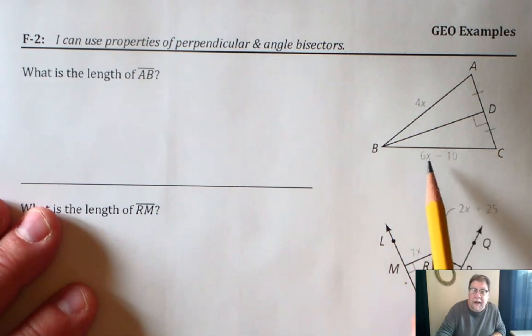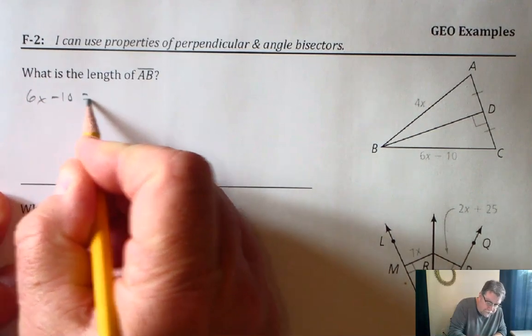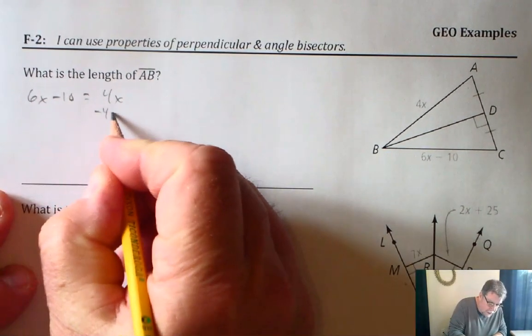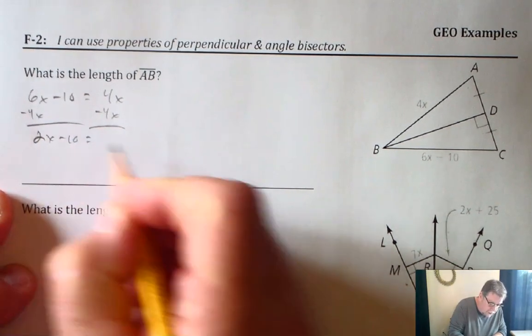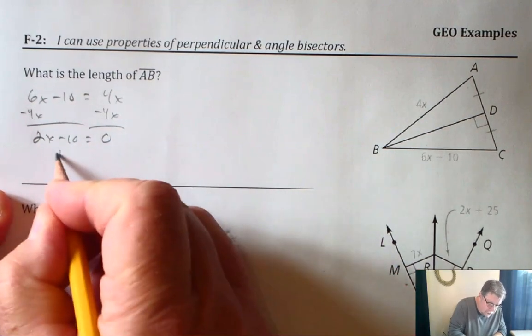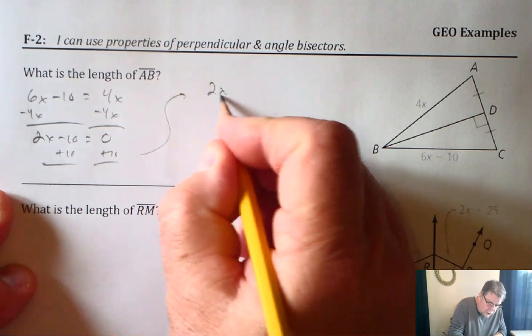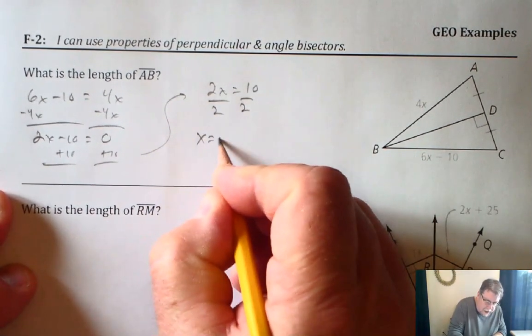So all I need to do is set the two sides equal to each other. So 6x minus 10 would have to equal 4x. And I would solve this equation for x. So we subtract 4x from both sides. So 2x minus 10 would equal 0. Then we would add 10 to both sides, and 2x would equal 10. Dividing by 2 leaves us with x equals 5.